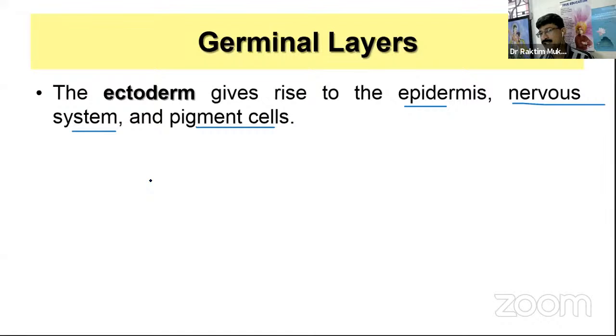By the way, one general knowledge thing I should give in the lecture: you have a muscle called the erector pili. This muscle contracts, and contraction of this muscle leads to what you call goosebumps. In Hindi, we call it rongte khade ho jana. You get goosebumps because of the sustained contraction of the erector pili muscles. Okay, so ectoderm gives rise to the epidermis, nervous system, and pigment cells.